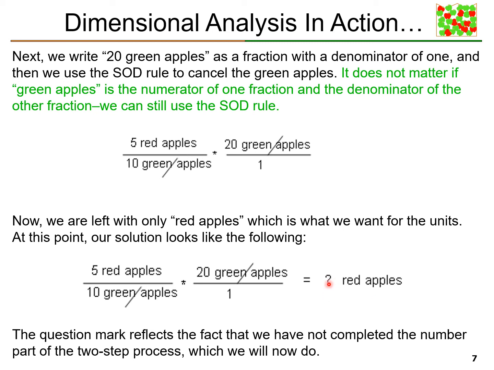reflects the fact that we have not completed the number part of the two-step dimensional analysis process, which we will now do. So we have finished step one. We have taken care of the units. And again, in step one, we don't worry about the number part. We don't worry about this 5, this 10, and this 20, and this 1. We don't worry about that because we are trying to take care of the units part.